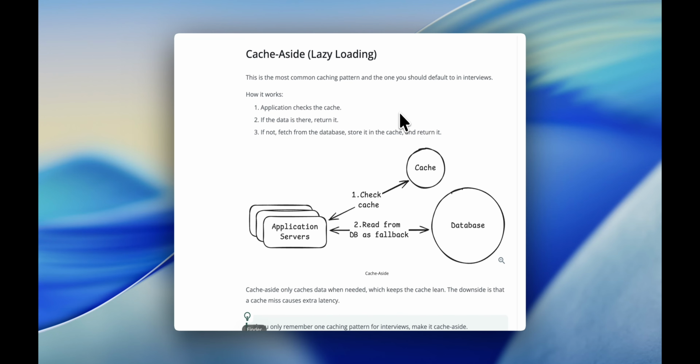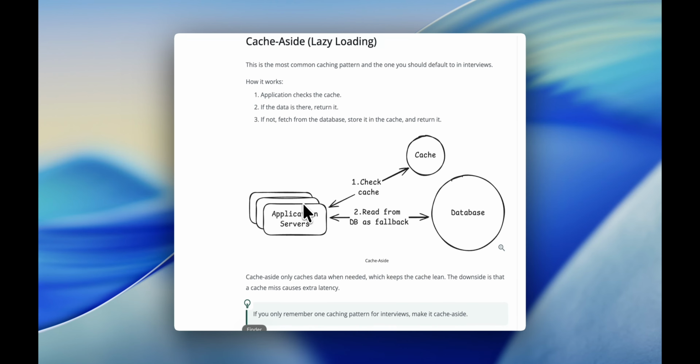And what happens in this is that you have an application server where you have implemented an external cache somewhere like a Redis or Memcached. Okay, now what happens is that first of all your application checks the cache, and if the data is there then it returns. If it is not present, then it fetches it from the database as a fallback. With this, it also stores it in the cache and returns it to the user. So it's a both-way operation, right?